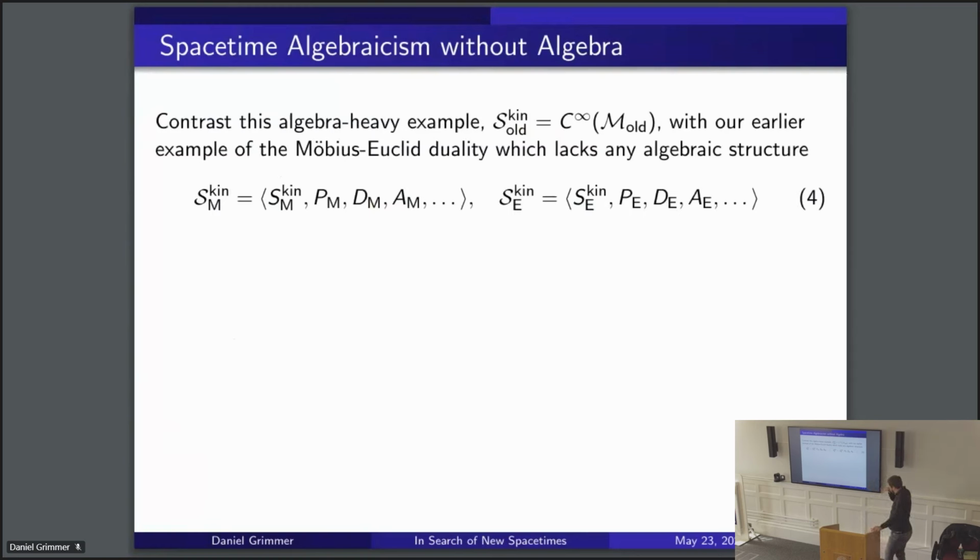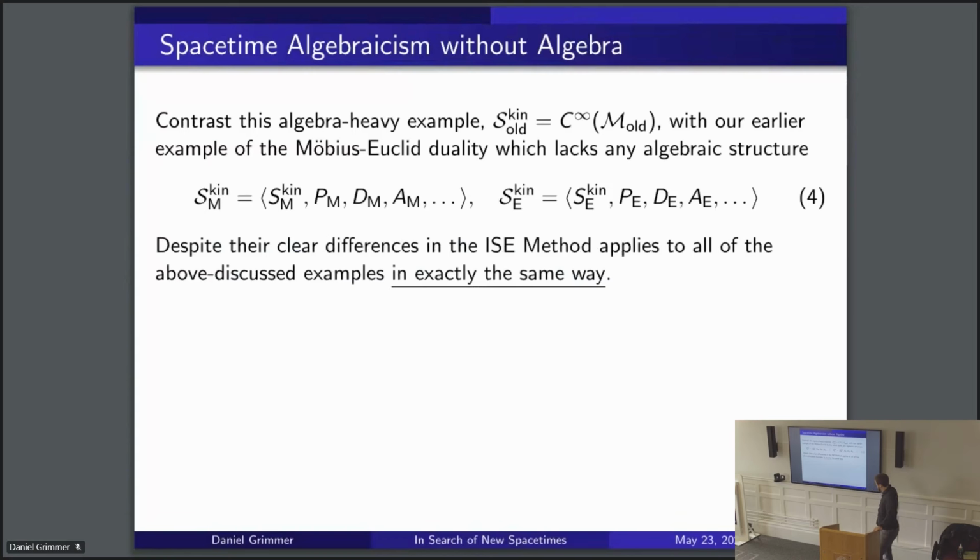But we should contrast this really algebra-heavy example that I just showed you with that Mobius-Euclid duality, which I showed earlier. It has no algebraic structure. There's no sum, there's no product, there's nothing like that. It's a completely other kind of structure which was doing the work for us. But despite their clear differences, this ISE method I'm going to tell you about today applies to all these examples in exactly the same way, okay?